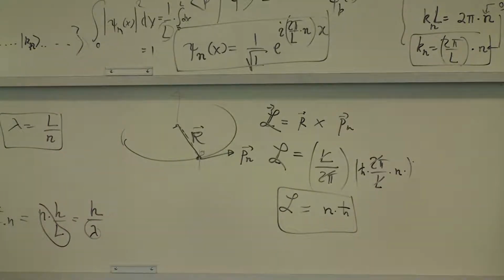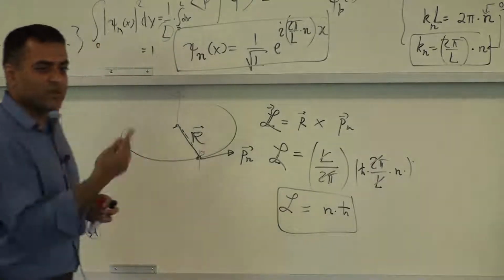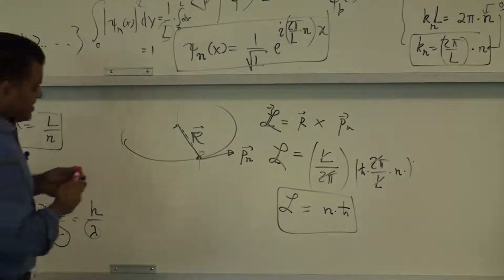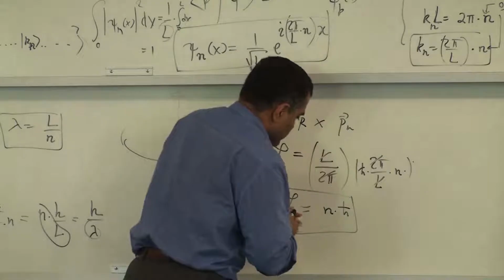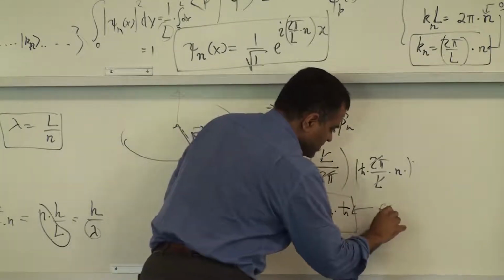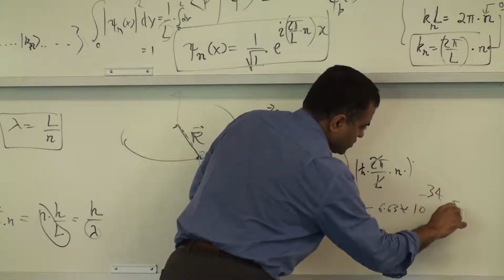And so h bar actually is a quantum of angular momentum. That's the physical meaning of Planck's constant. It is a quantum of angular momentum or rotation. Physically, that's what it actually means. And we know that the value of Planck's constant is 6.63 times 10 to the minus 34 joule seconds.